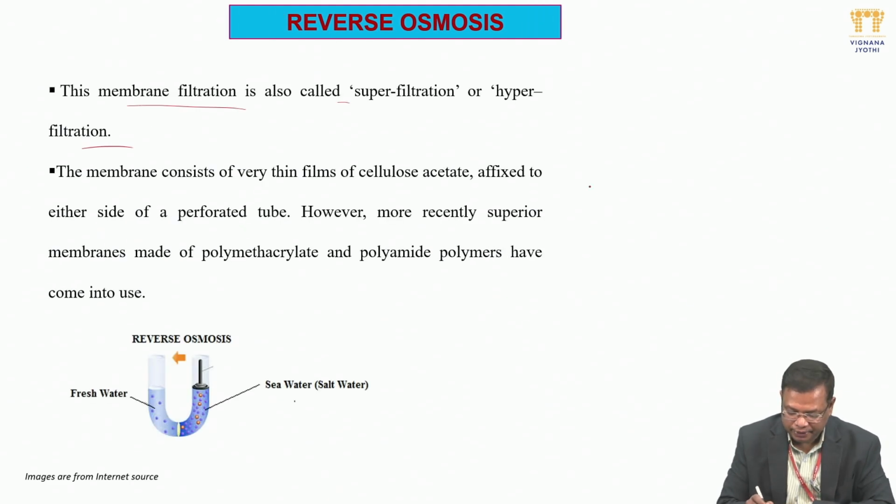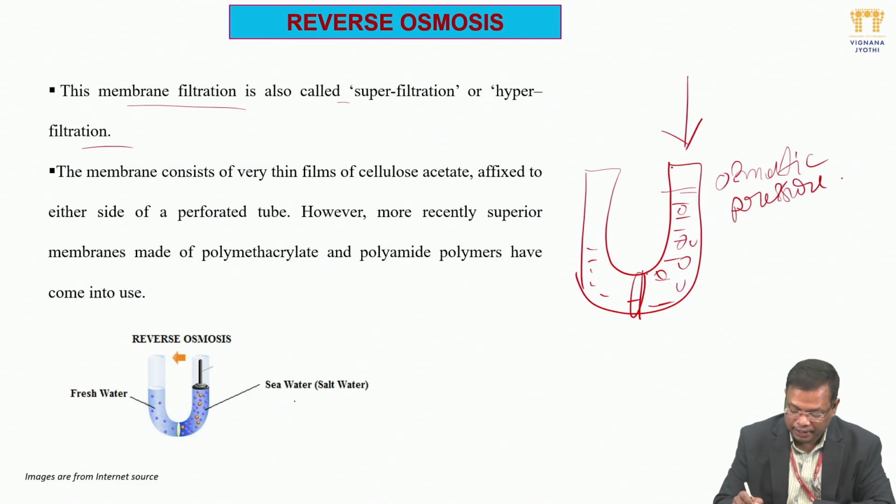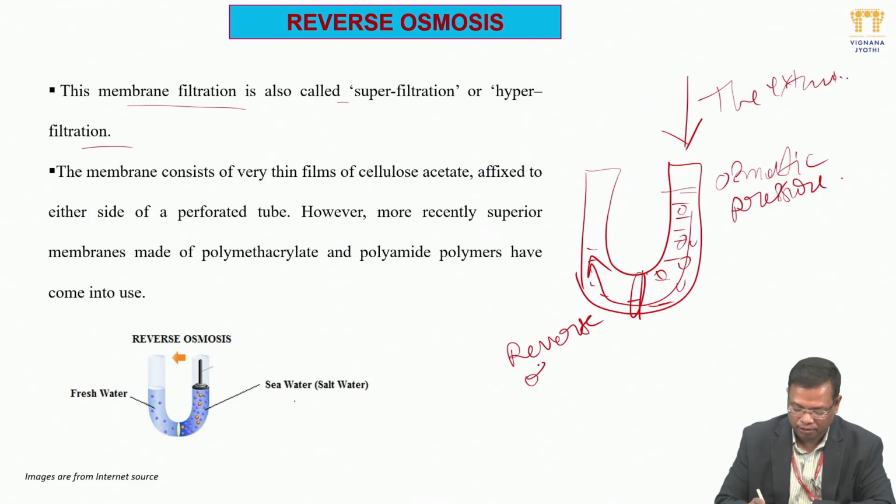So, as in osmosis, osmotic pressure is developed here, here and here. Then whenever you apply an external force here, the flow of the solvent will be from this side to this side. This is called reverse osmosis.